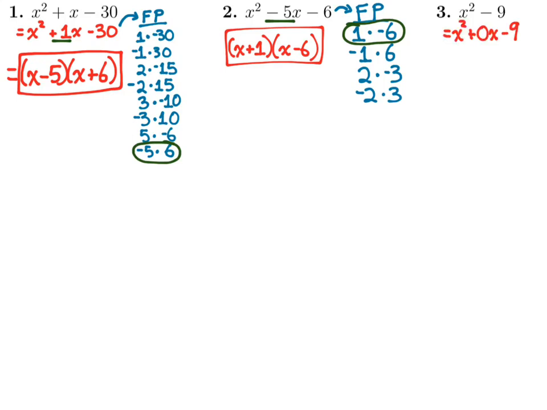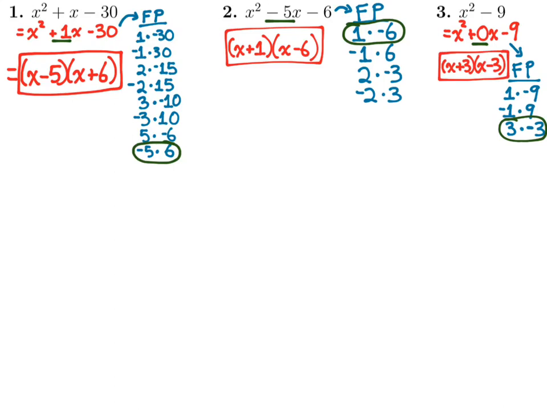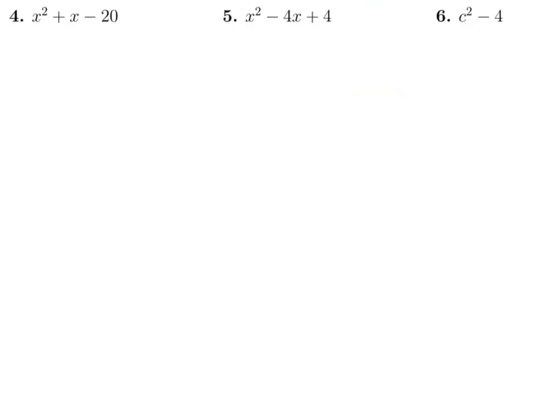Hopefully, looking at what you did on number 3, you'll notice that you should have written 0x in the middle because you're missing stuff. X squared plus 0x minus 9. Looking at factor pairs and negative 9, and to add to 0, it's x plus 3, x minus 3. If you didn't give yourself a chance to go ahead and move forward on 4, 5, and 6, please go ahead and do that now. Pause me. I promise to be here when you get back.